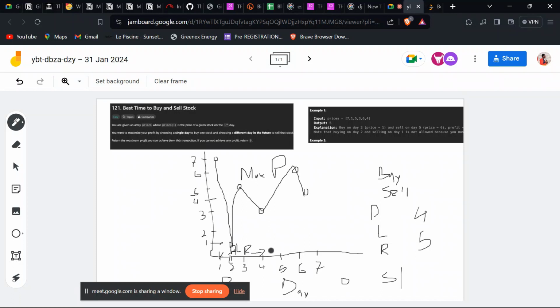And then we go to the next one right here again. We have 7 here. So on day 7 we are selling at, I think it's 4. So 4 minus 1 gives us 3. 3 is less than the maximum profit which we had, which was 5 here. So we don't update our maximum profit.